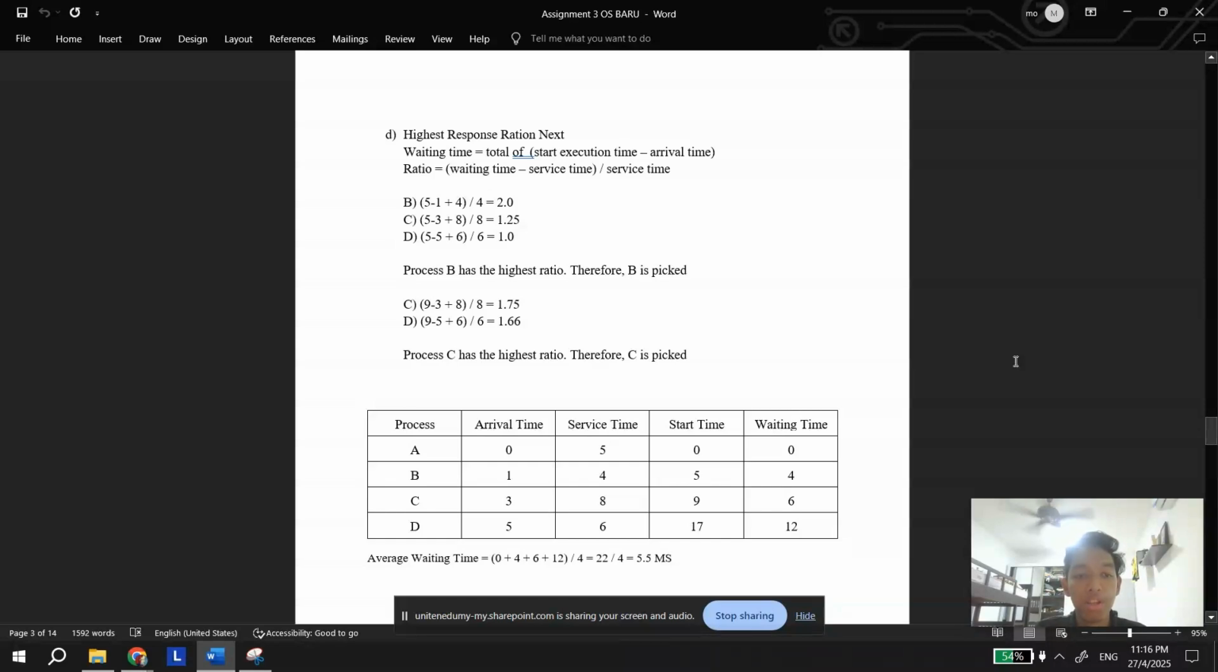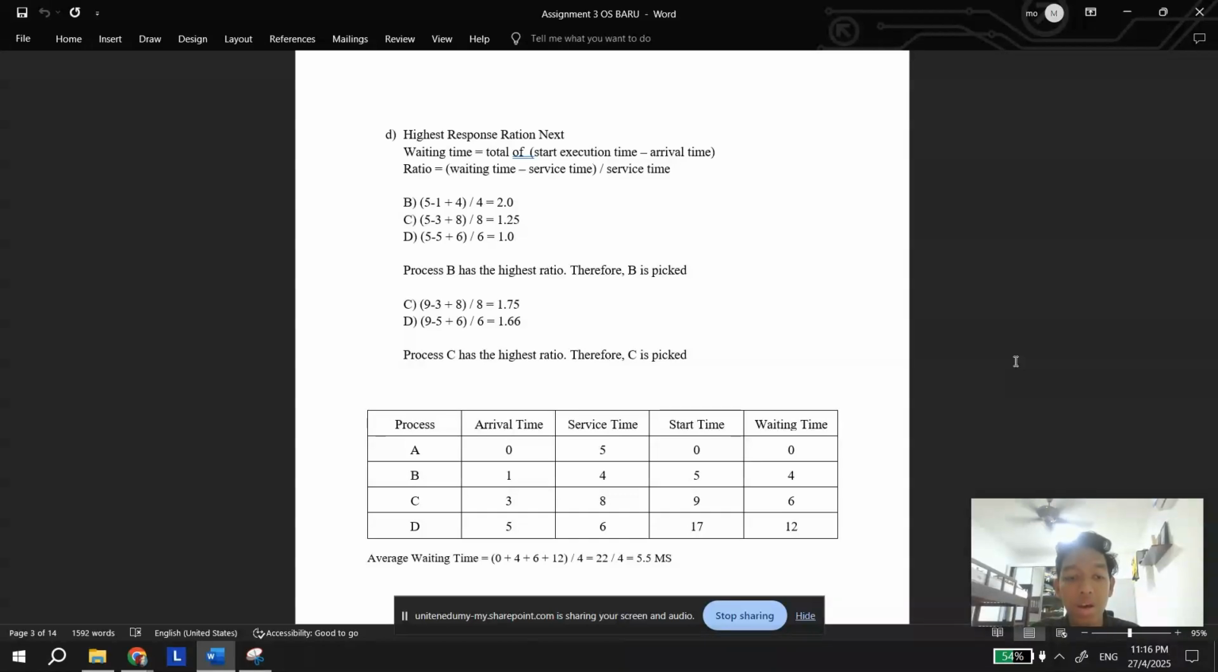Now I will explain how we calculate the average waiting time for the highest response ratio next (HRRN) scheduling. First, we find the waiting time for each process by using the formula start time minus arrival time. For process A, the waiting time is 0 minus 0, which equals 0. For process B, it is 5 minus 1, which equals 4. For process C, it is 9 minus 3, which equals 6. And for process D, it is 17 minus 5, which equals 12.